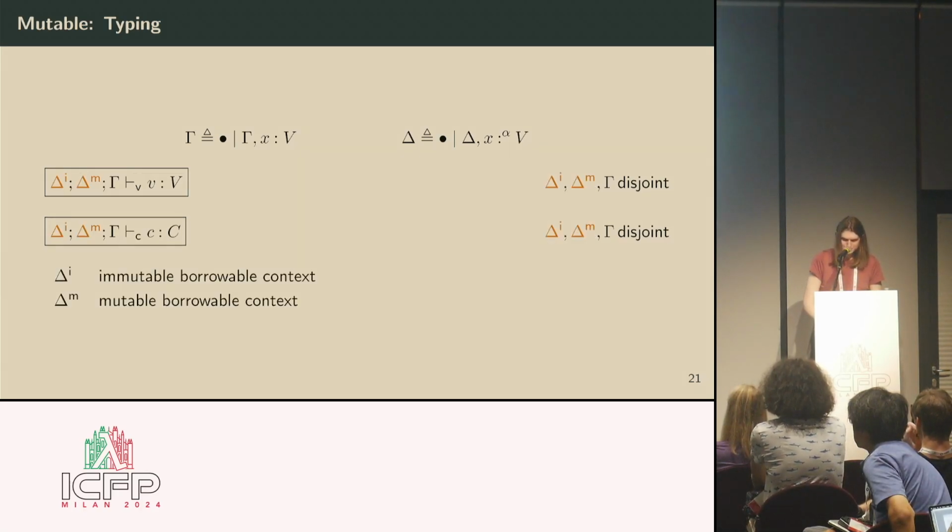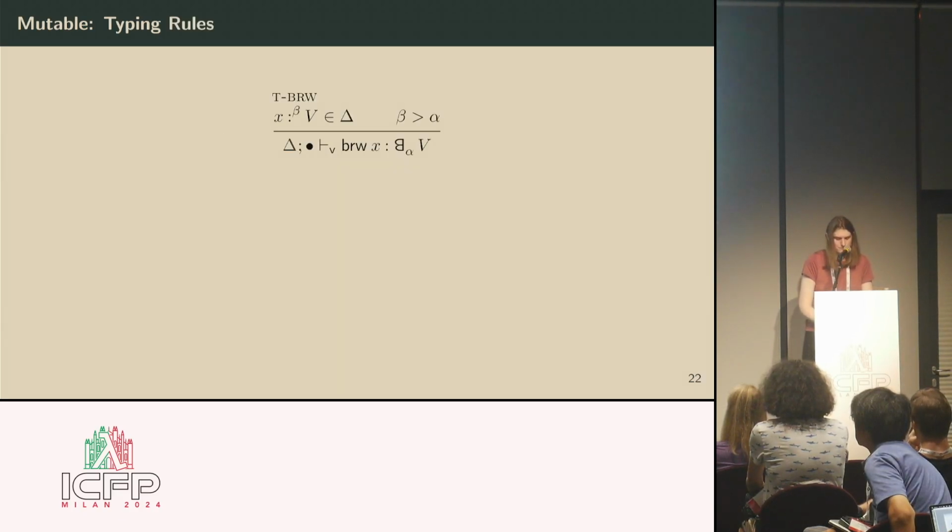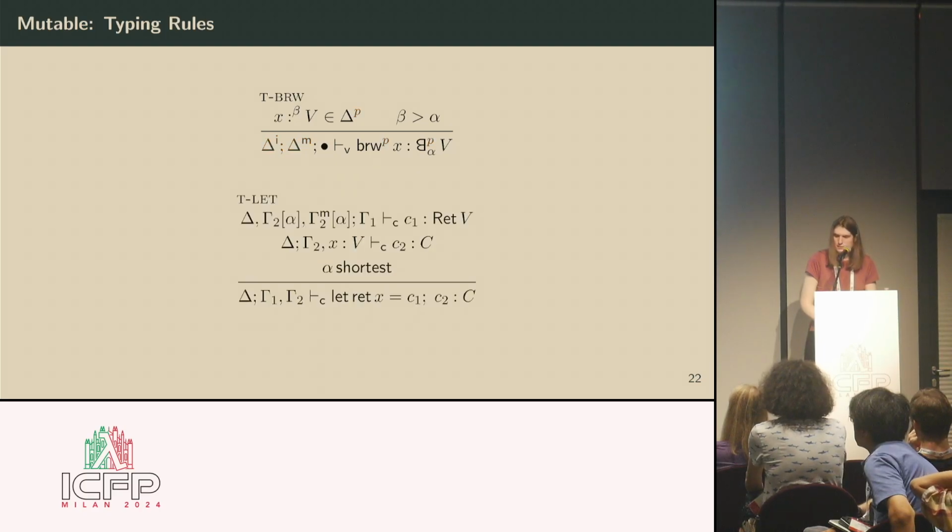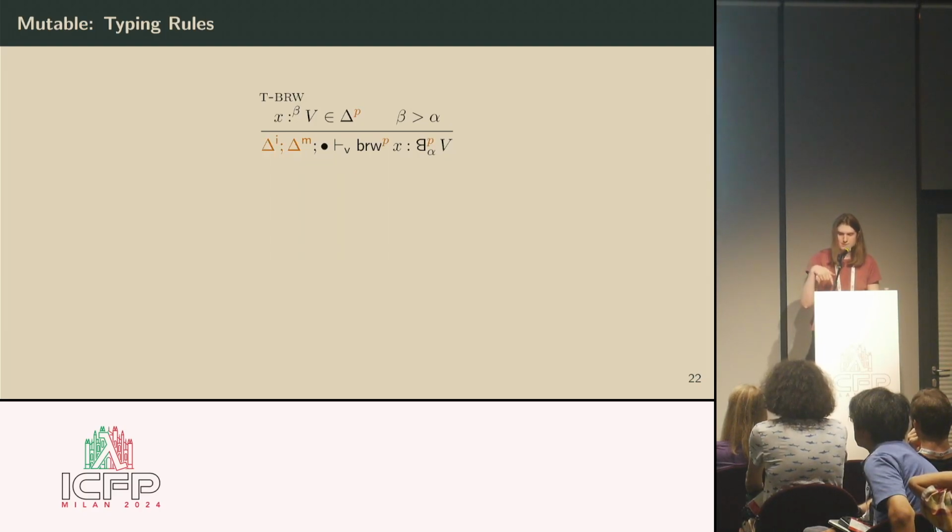And we split our borrow context into two different contexts, one for immutable things and one for mutable things, where delta m is treated linearly. It's subject to context splitting. And for the borrow rule, we add these new contexts. And we look in the context corresponding to whether it's a mutable borrow or an immutable borrow.